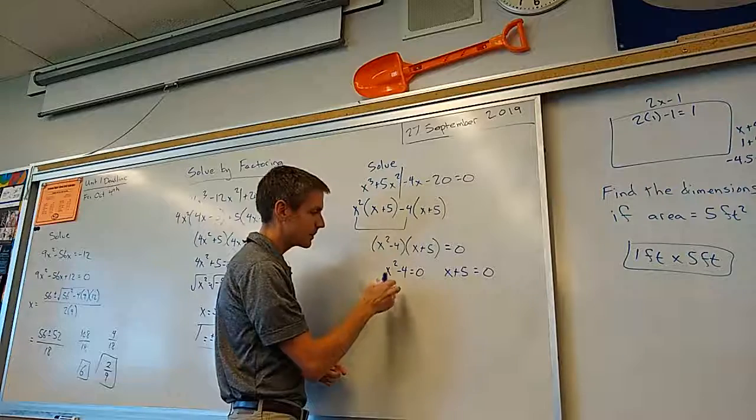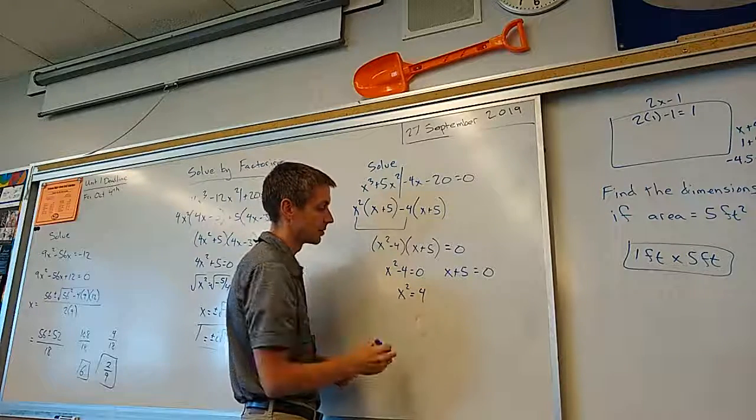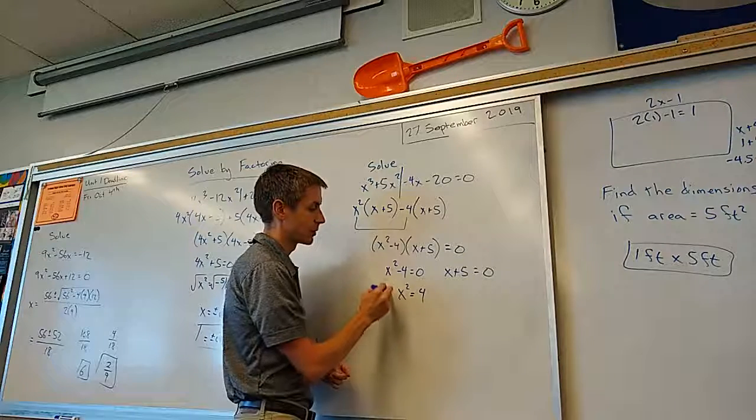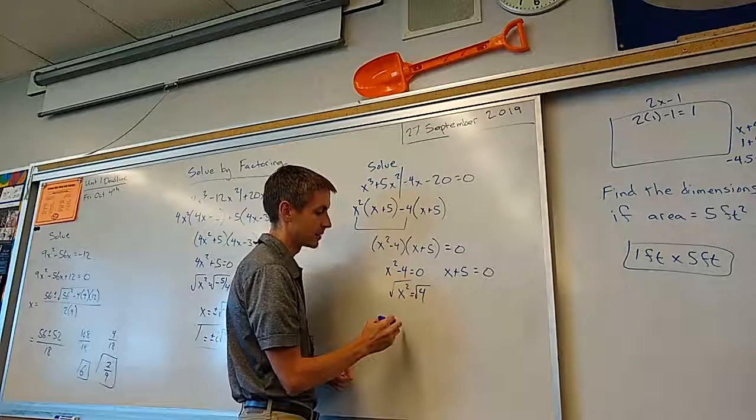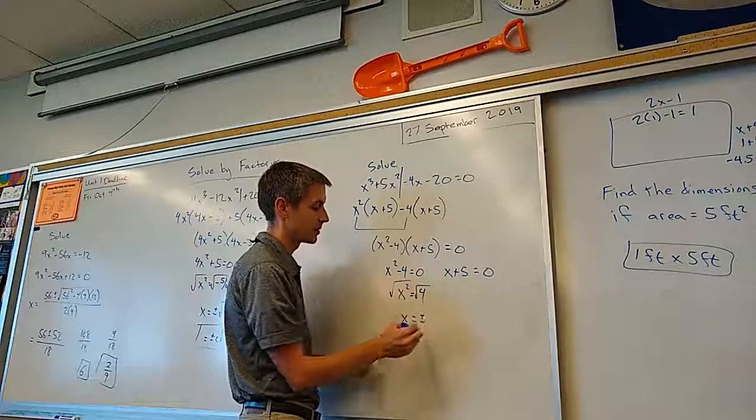This first one I can add the 4 over. I get x squared is equal to 4. And then to get rid of the squared, I'm going to square root both sides. And when I do that, that allows me to get the x by itself. And I can say I have plus or minus whatever the square root of 4 is.